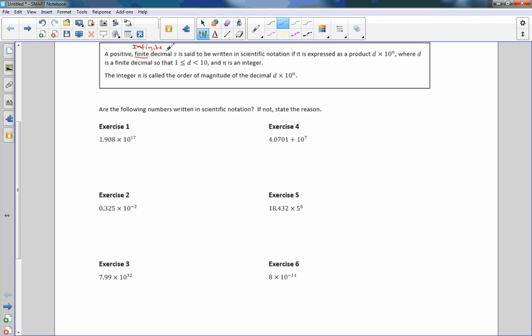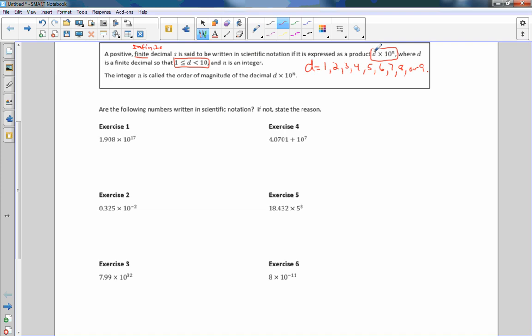So a positive finite decimal s is said to be written in scientific notation if it is expressed as a product d times 10 to the power of n, where d is a finite decimal, so that d is greater than or equal to 1, but less than 10. In other words, d can equal 1, 2, 3, 4, 5, 6, 7, 8, or 9. And that is it. That's what this means.